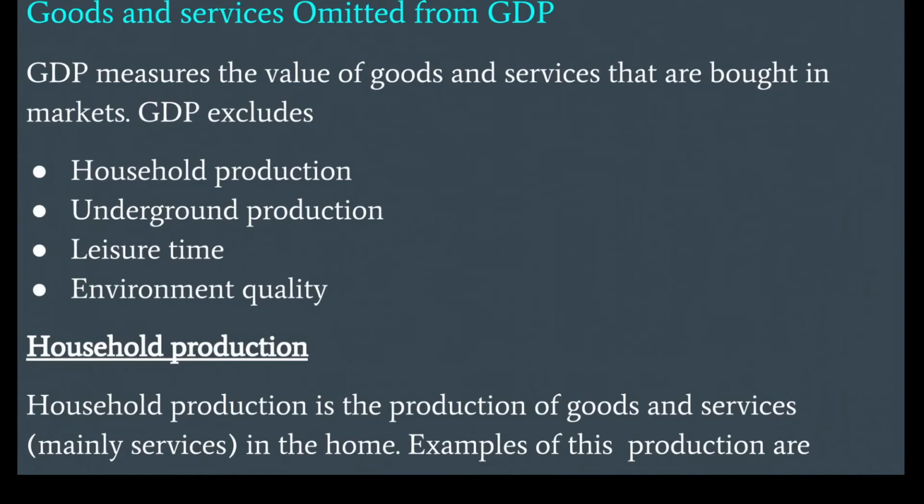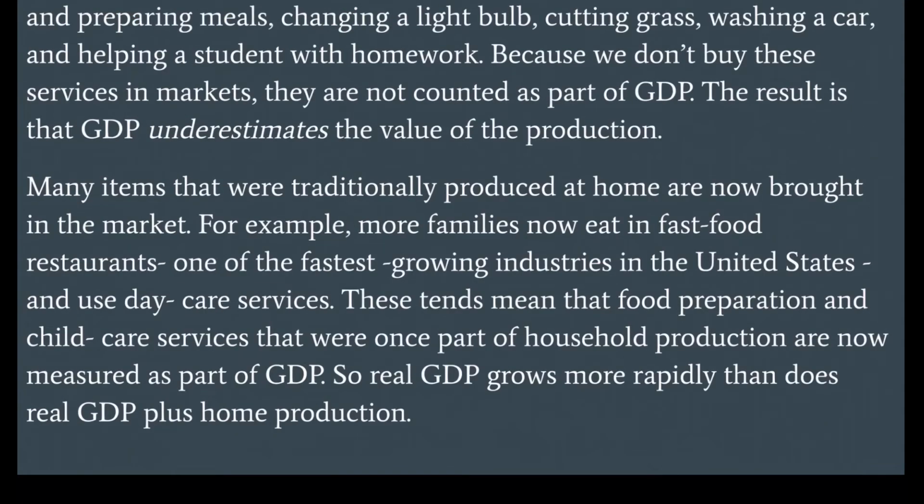Household production. Household production is the production of goods and services, mainly services, in the home. Examples of this production are preparing meals, changing a light bulb, cutting grass, washing a car, and helping a student with homework. Because we don't buy these services in markets, they are not counted as part of GDP. The result is that GDP underestimates the value of the production.